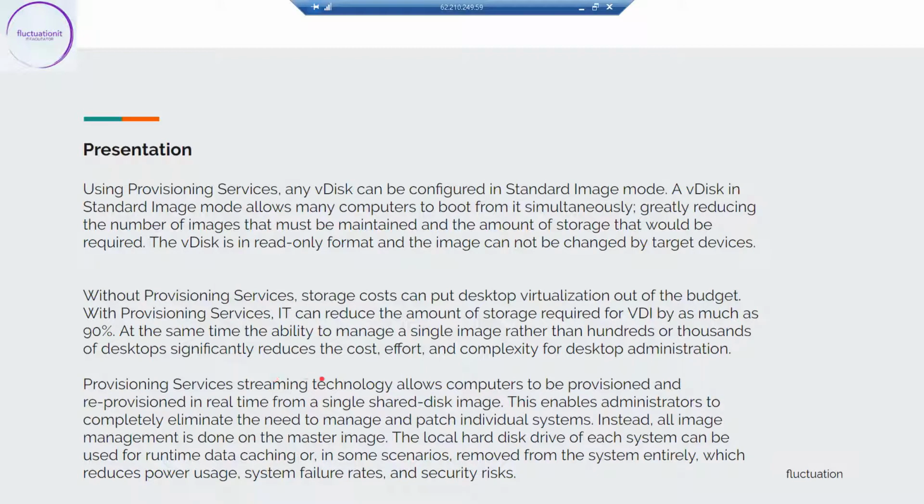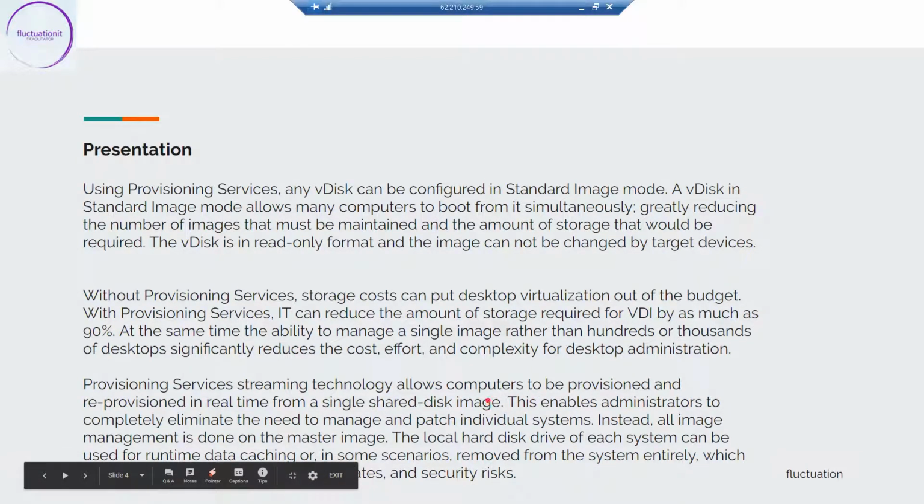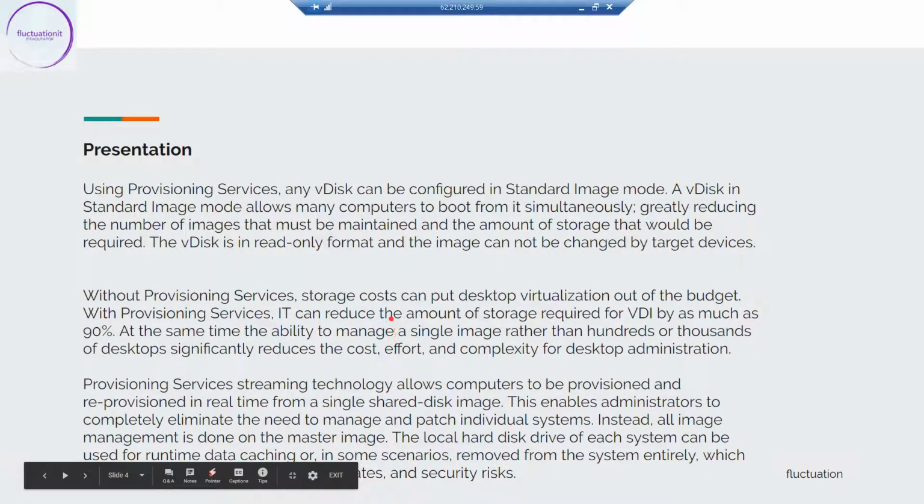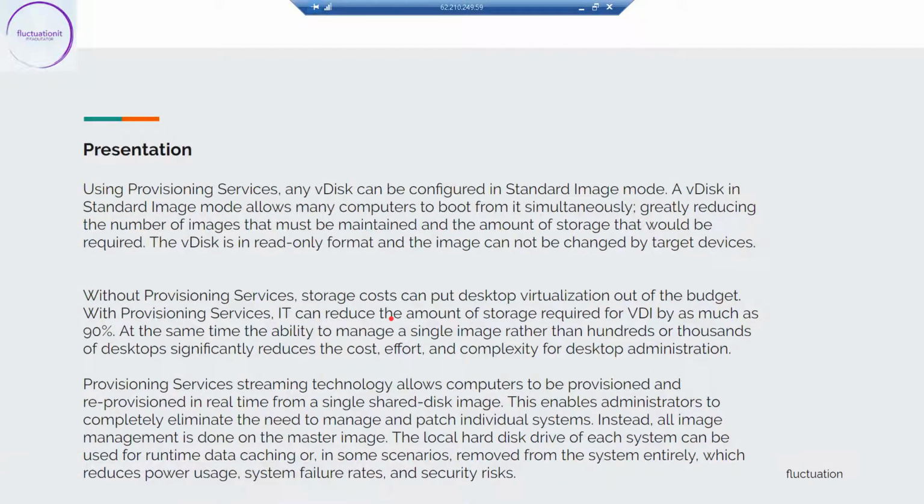PVS streaming technology allows computers to be provisioned and reprovisioned in real time from a single shared disk image. Wow! And this enables administrators to completely eliminate the need to manage and patch individual systems. Imagine, this is the dream. You have, for example, 100 VMs with 100 hard disks. You must patch them, all of them. No. Instead, all image management is done on the master image. Just one master image. And the local hard disk of each system can be used for runtime data caching or, in some scenarios, removed from the system, which reduces power usage, system failure rates, and security risk.